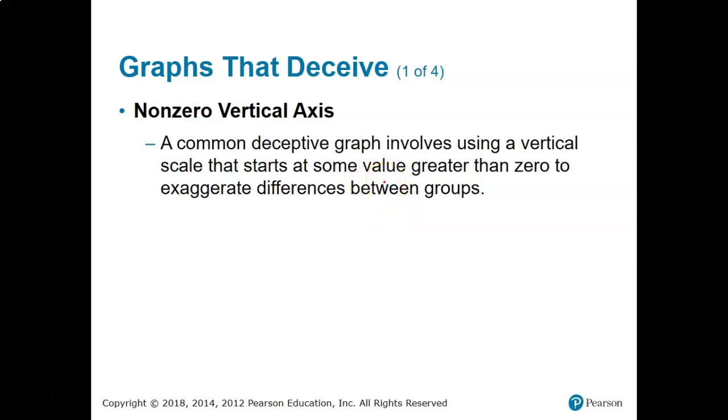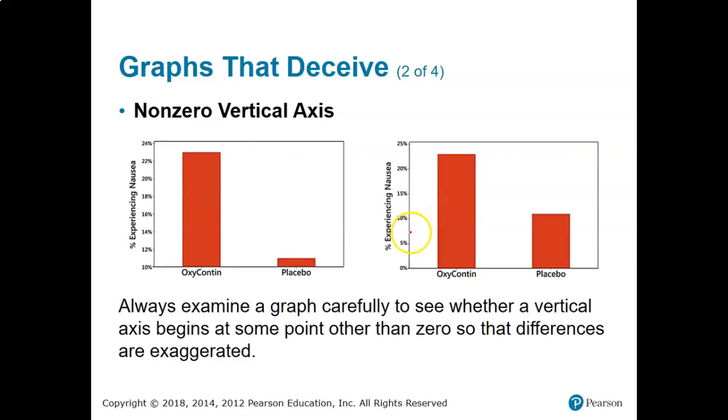Okay, some things to look for when we talk about graphs that deceive, because a lot of times you will see that graphs are used to deceive people instead of actually just conveying information. So a common deceptive practice is using a vertical scale that does not start at 0. In order for it to be accurate, it needs to start at 0, because when it doesn't start at 0, it exaggerates the difference between the groups, and it deceives in that way.